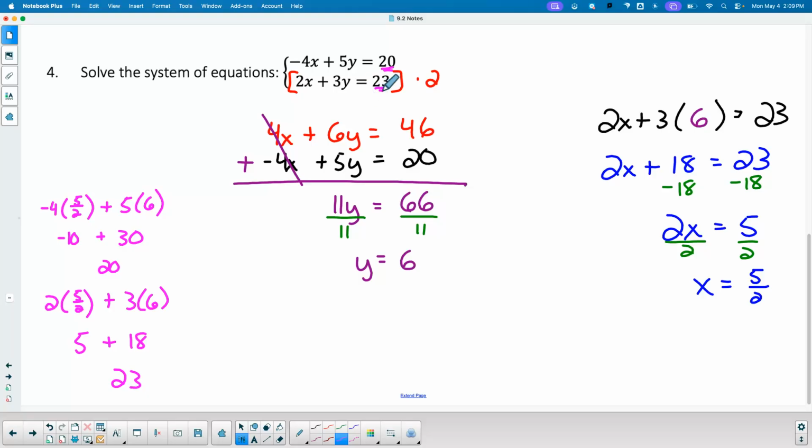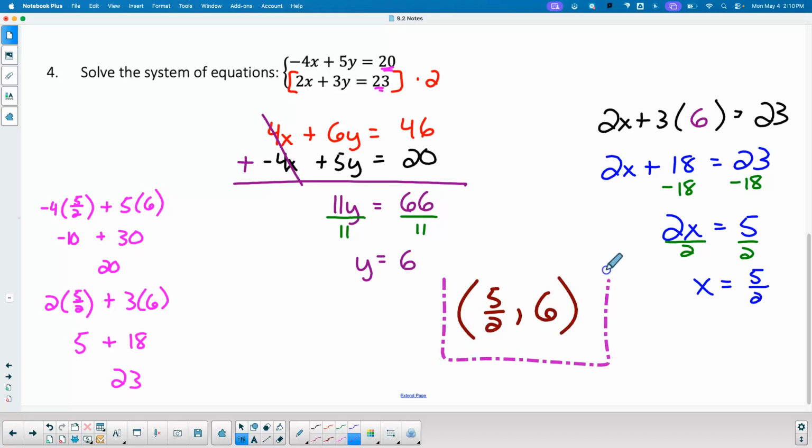Now, Ivy, now what can I do? What coordinate am I going to make it? 5 halves, comma 6. Good refresher on that. Okay?